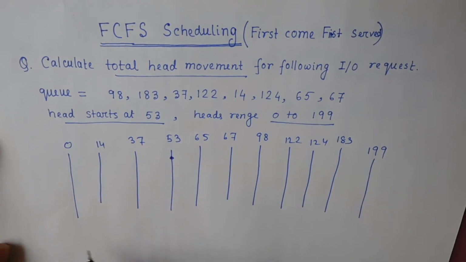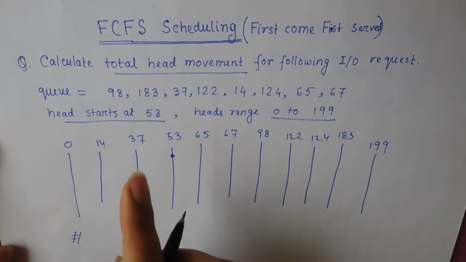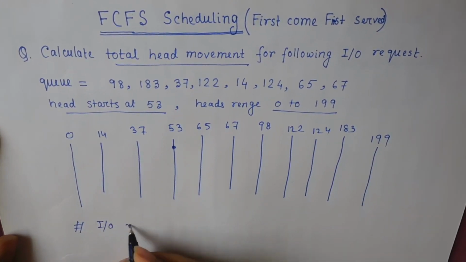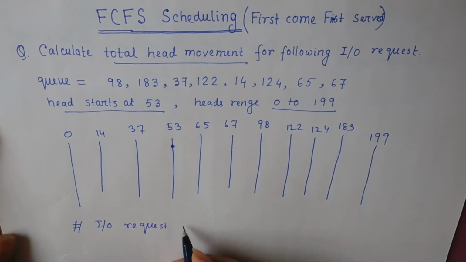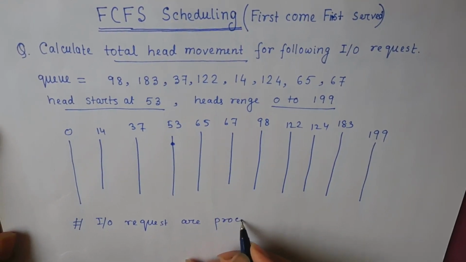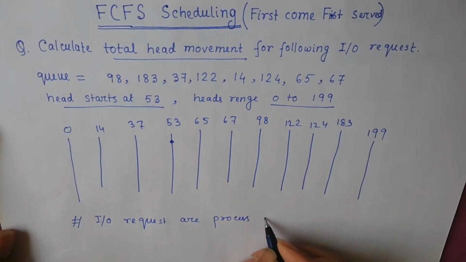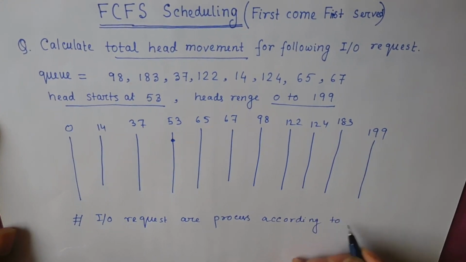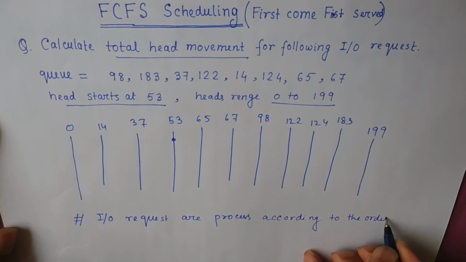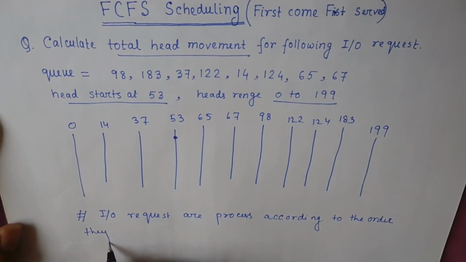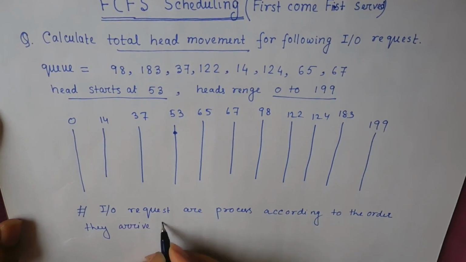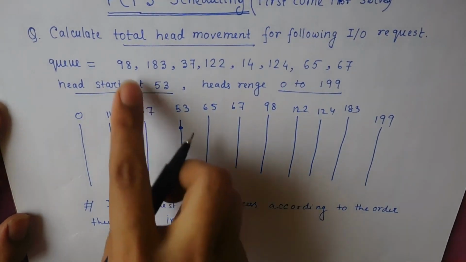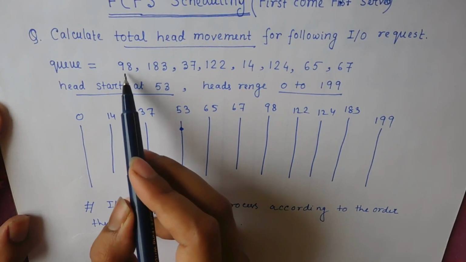Then in this algorithm, first come first serve, that means I/O requests are processed according to the order they arrive in the queue. Meaning in this queue, the request that comes first is served first.